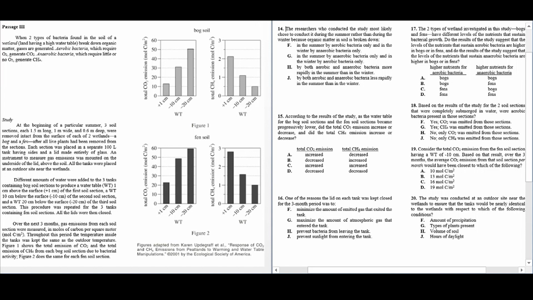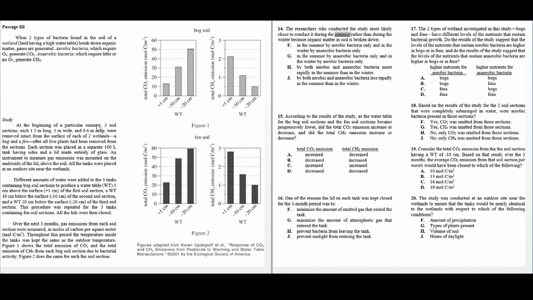Question 14. The researchers who conducted the study most likely chose to conduct it during the summer rather than during the winter because organic matter in soil is broken down. So we have this picture in our head of little bacteria in soil breaking down matter and emitting gases. So let's look to see if there's more information about why that would be best in the summer. We scan the passage for the word summer, and I always like to highlight keywords from the question that I use to find the appropriate part of the passage.